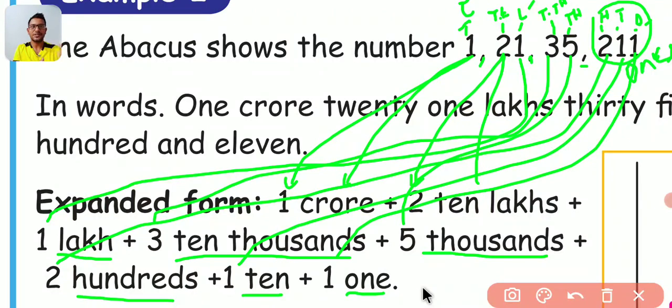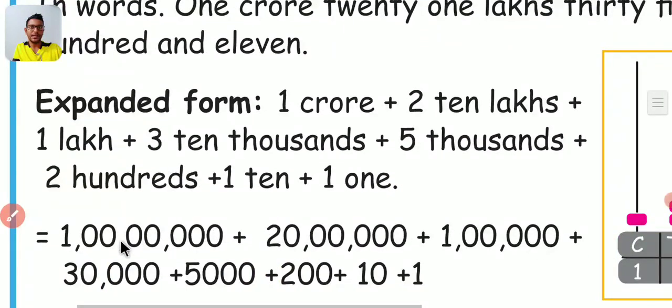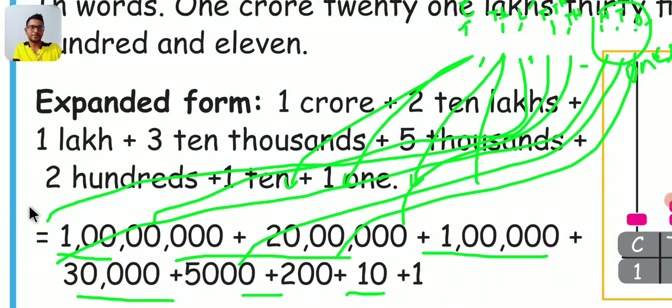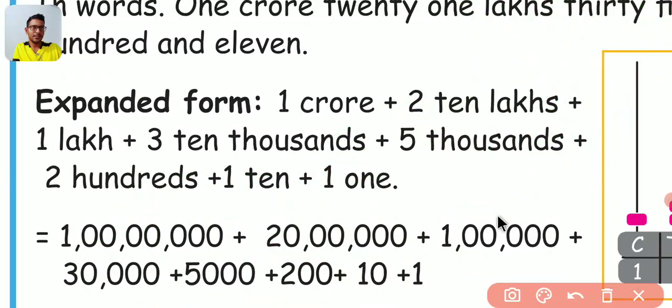Okay, I explain it once again. Also, this is the expanded form. So what is the next step? You just write 1 crore. Okay, that is the next step. 1 crore means you just write 1 crore. Okay, so this is 1 crore.